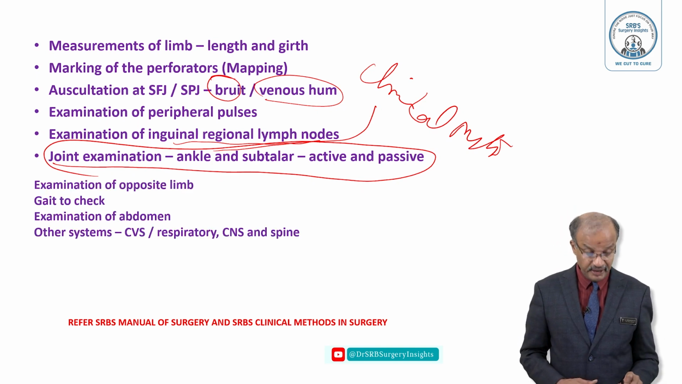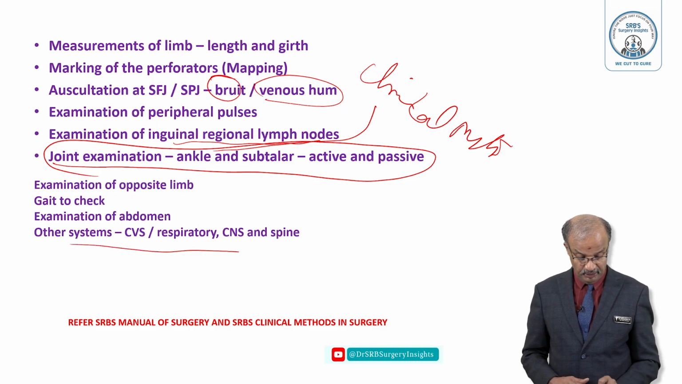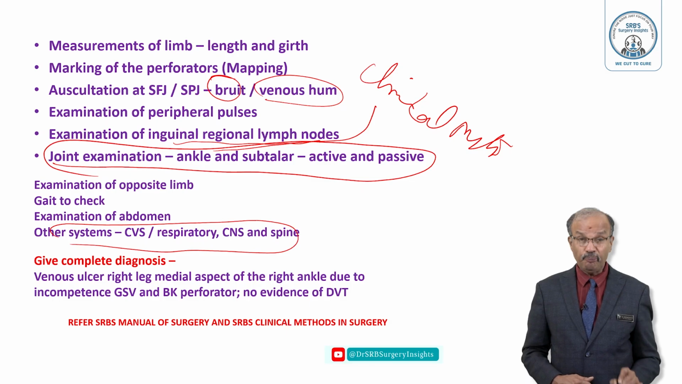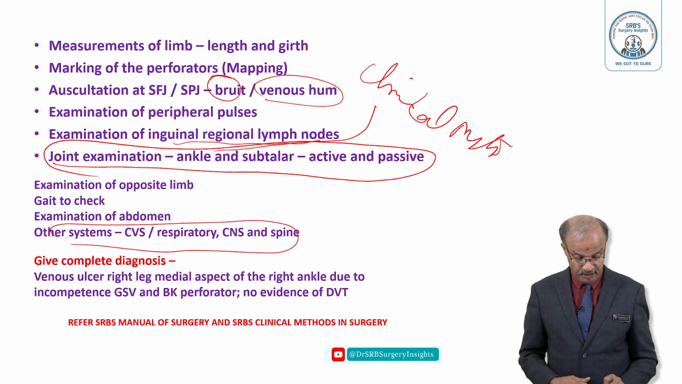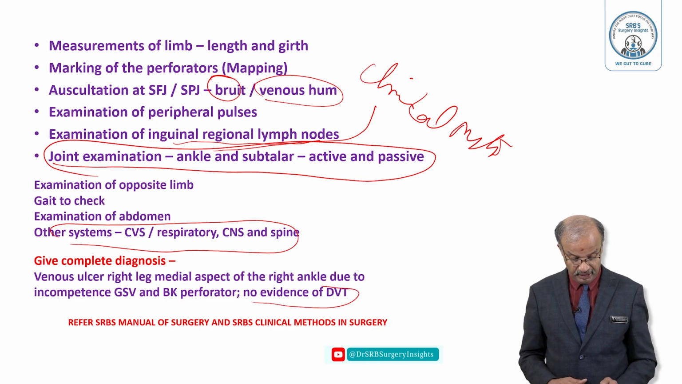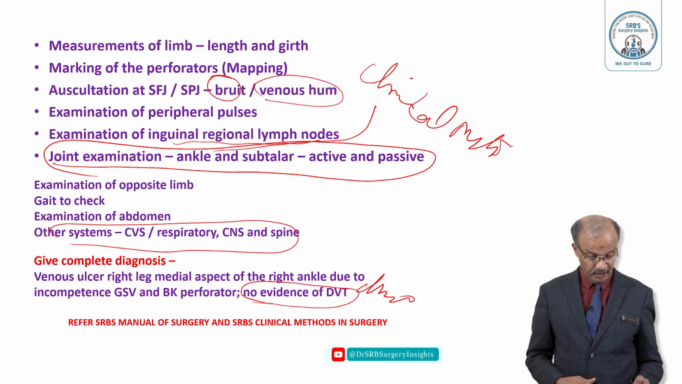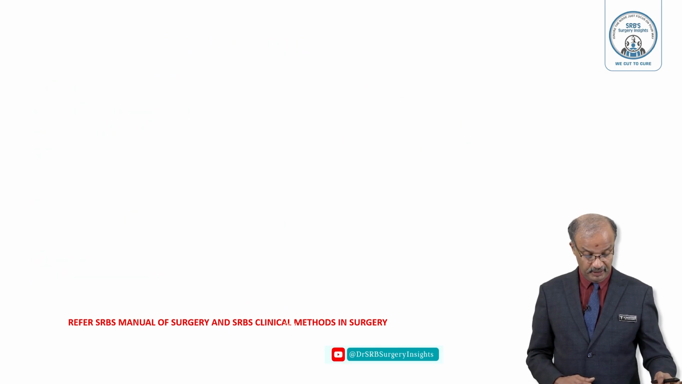Opposite limb is important. Gait: you have to always make the patient walk. Abdomen examination, other system examination, all these things are important in this one. Complete diagnosis you have to give. Venous ulcer, right leg, middle aspect, right ankle, due to incompetence of great saphenous vein, below knee perforator. No evidence of DVT clinically present. Clinically, of course, it's a clinical diagnosis. Which side, everything. Give a complete diagnosis always.